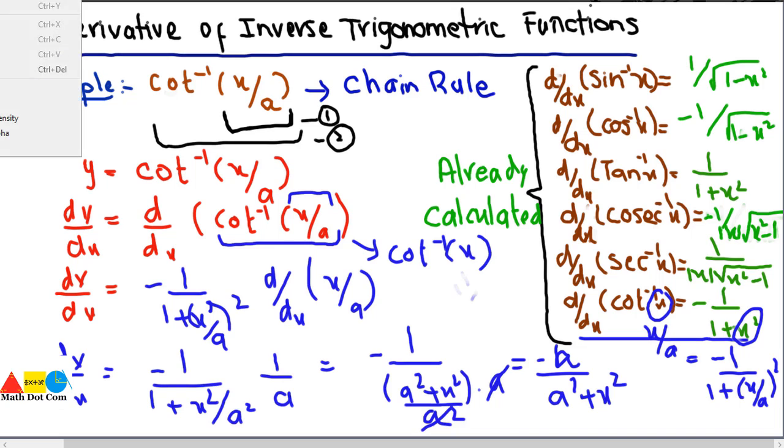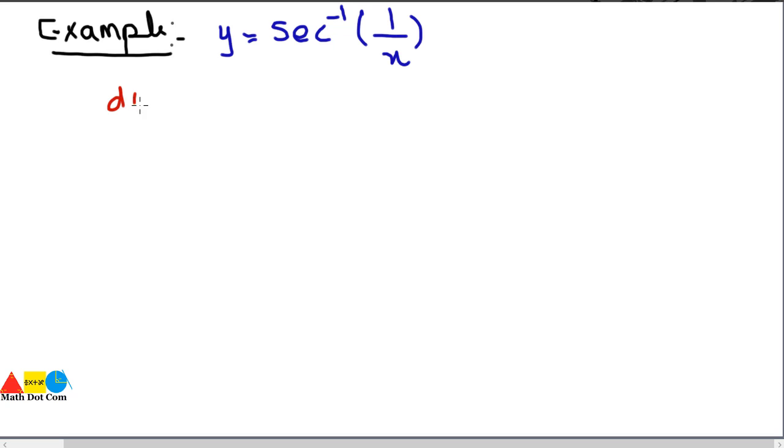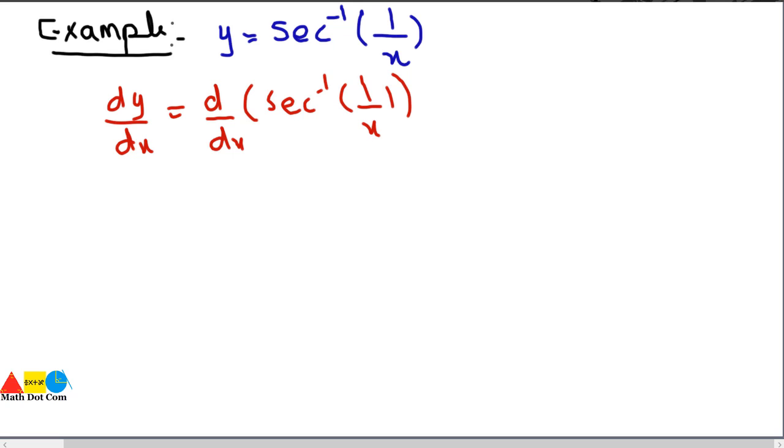So let's have one more example, a little bit difficult, for your convenience. Okay, another example is y equals secant inverse of 1 divided by x. Now how will you find its derivative? Let's find it by the shortcut method rather than using the chain rule. So dy by dx is equal to d by dx of secant inverse of 1 by x. Here again we have two functions. One function is this, and another function is this, 1 by x. So you have to find the derivative accordingly.